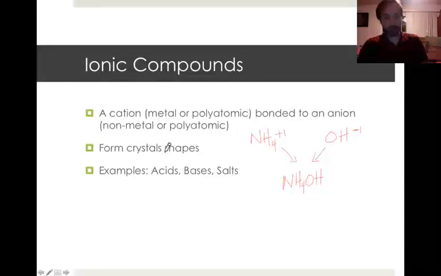Okay. When these ionic compounds form, they'll form crystal shapes. We've already talked about that. And the big three examples of ionic compounds are acids, bases, and salts.